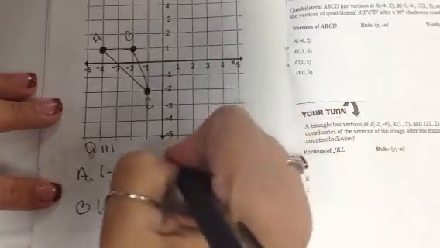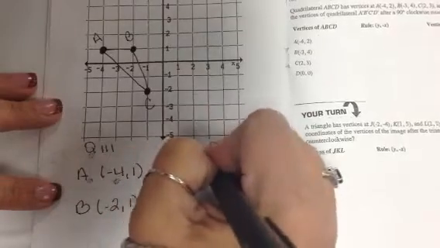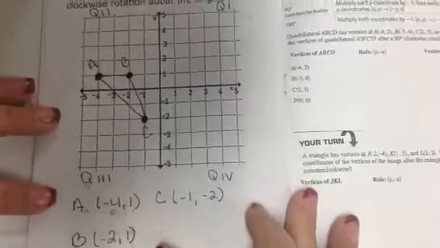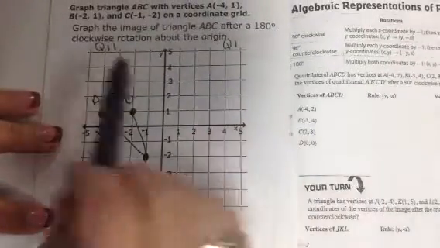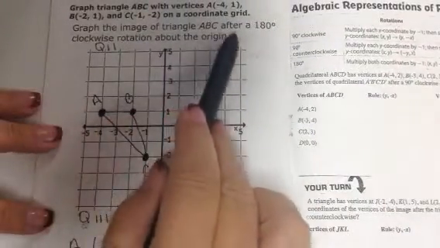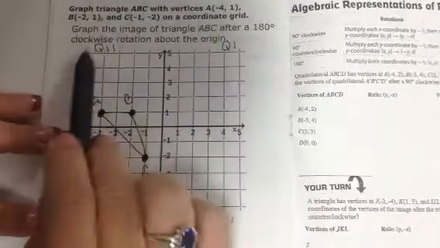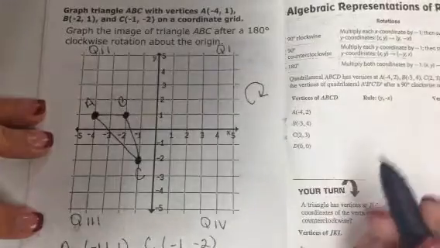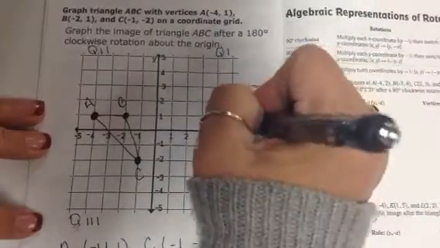And C was negative 1, negative 2. Okay? Now we need to rotate. It tells us that we need to graph ABC after a 180 degrees clockwise rotation. So clockwise goes this way, and we're going to go 180 degrees, which is 2 times.